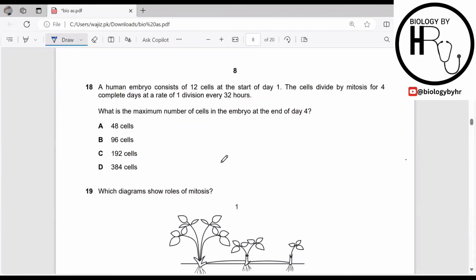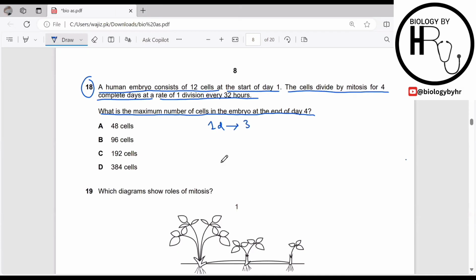So question number 18 says that a human embryo consists of 12 cells at the start of day 1. The cell divides by mitosis for 4 complete days at a rate of 1 division every 32 hours. What is the maximum number of cells in the embryo at the end of day 4? So what we know is that for one division to take place, it requires 32 hours.